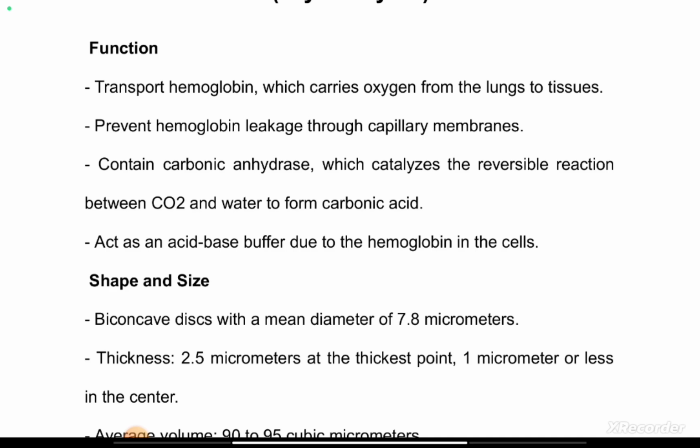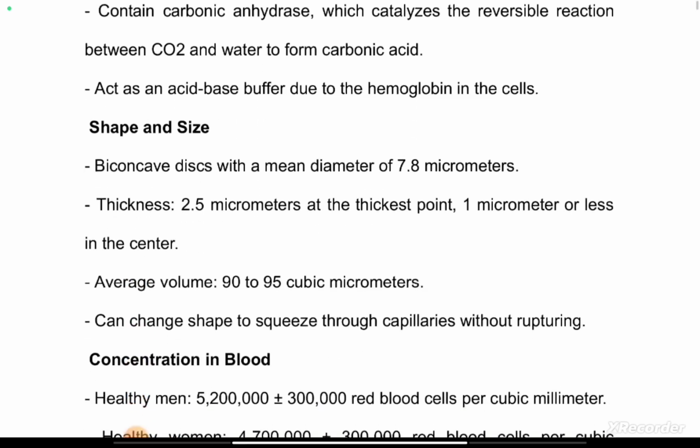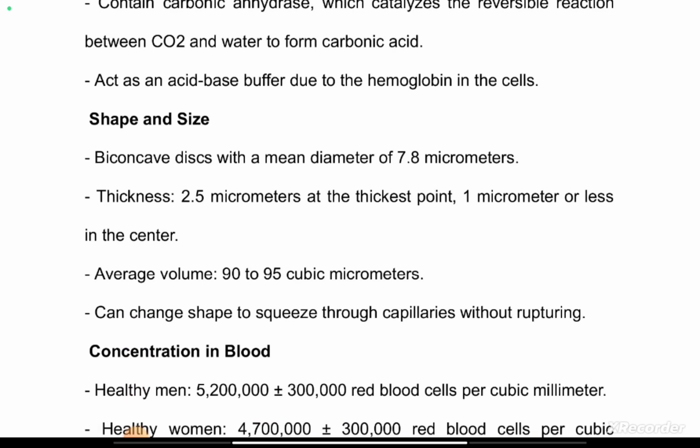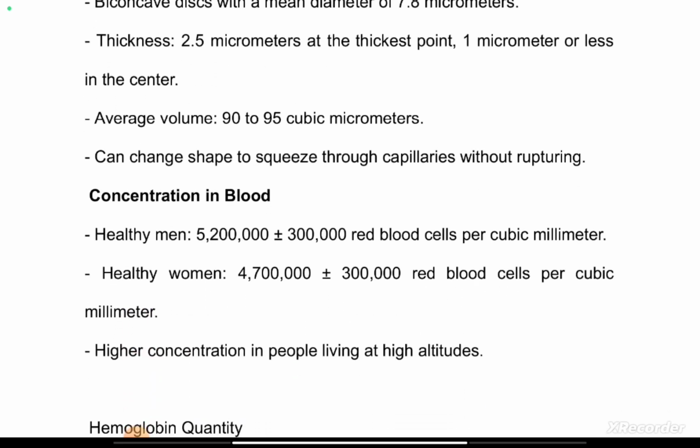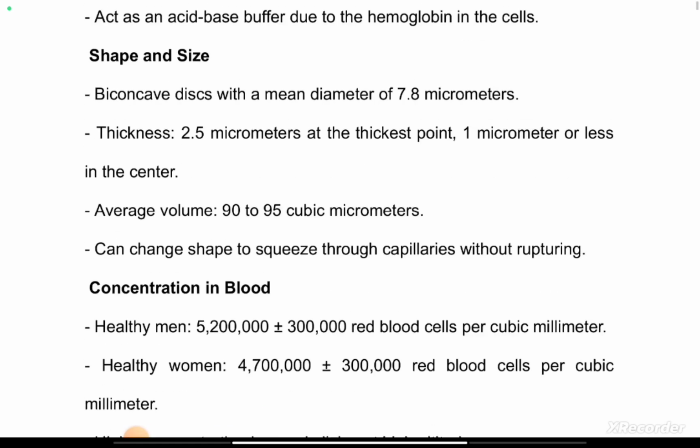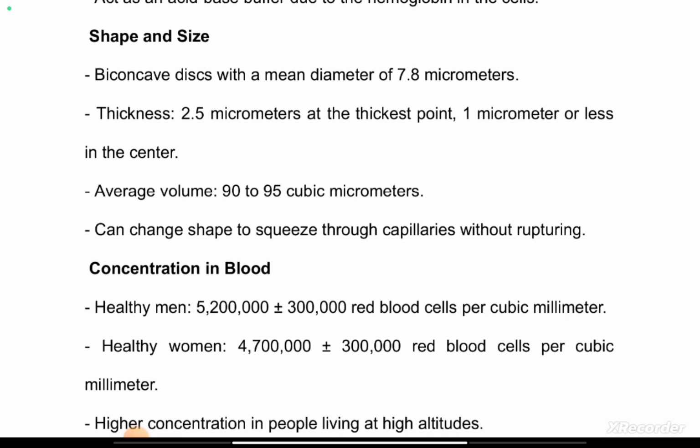By an extension of this carbonic anhydrase action, it acts as an acid-base buffer due to the hemoglobin of the red blood cell. Though the shape and size have been discussed, the thickness at the thickest point, which is the periphery, is about 2.5 micrometer, and at the thinnest point in the center it is about 1 micrometer or less. So the average volume, as said earlier, is about 90 to 95 cubic micrometer, and the shape is a biconcave disc.